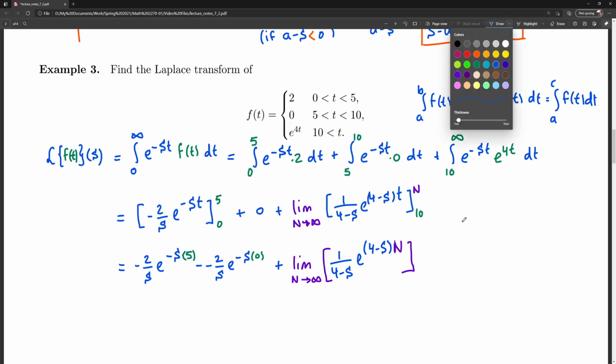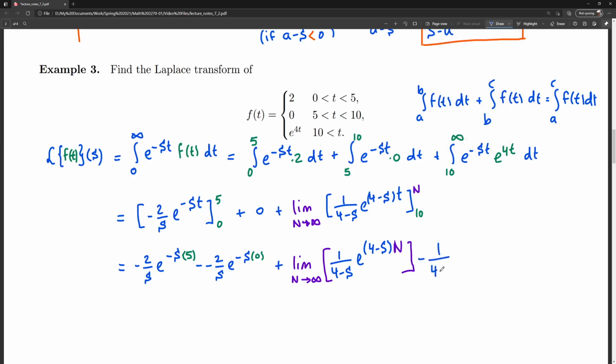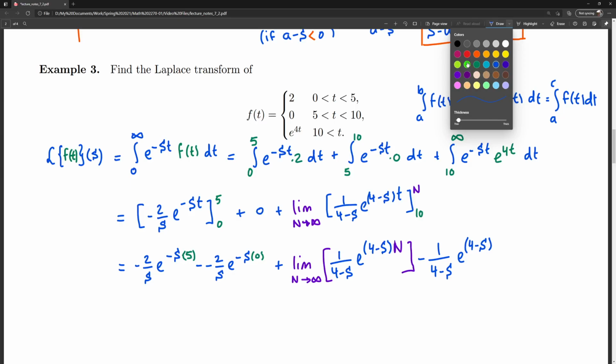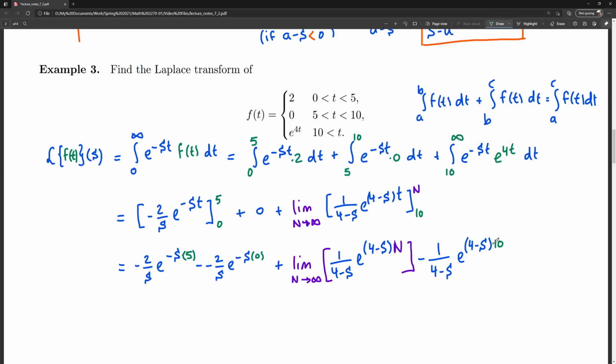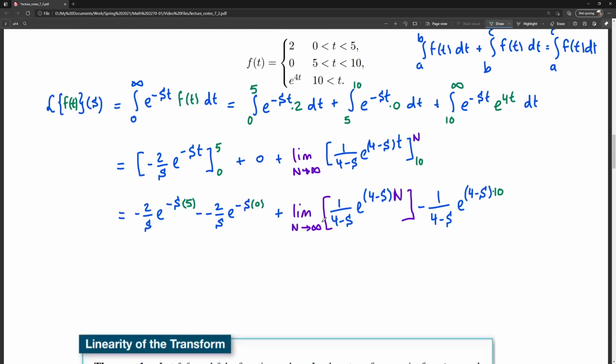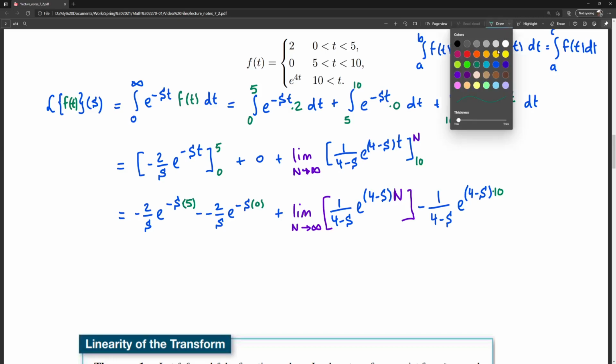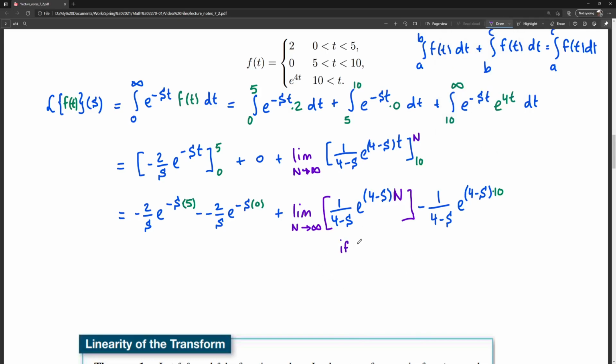And then I subtract from that 1 over 4 minus s, e to the power 4 minus s times 10. Okay, now we're going to see what happens with this limit. And again, we know that n goes to positive infinity. So if this part here is less than 0, that limit will be 0. So if 4 minus s is less than 0, this limit is 0.